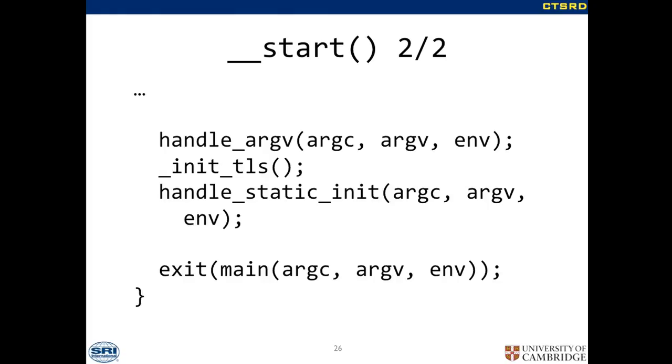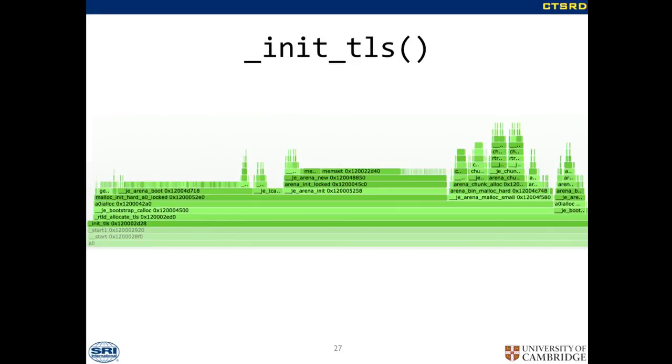The next thing that we do is this function handle argv. Its job is to set the environ variable, so it sets it to the pointer to the argument array. And it sets the program name variable. It's kind of a minimal thing. Next up is init TLS. So this is in fact why that example program with just write was so bloated.